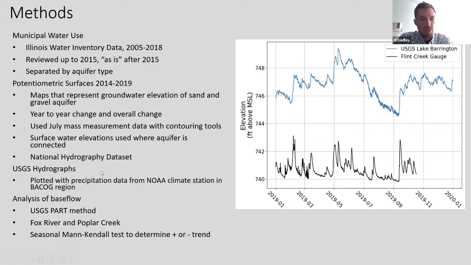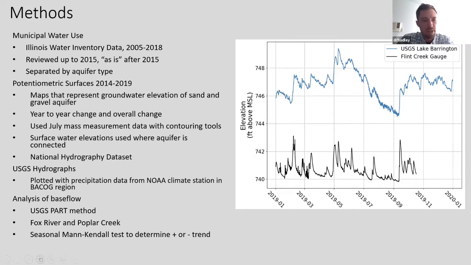So we also took the USGS hydrographs and just plotted those against precipitation data from NOAA. There's a nearby climate station that's just outside the BACOG region. And we also did an analysis of baseflow using a USGS method. Baseflow is the component of surface water discharge that's directly from aquifers discharging into that stream. So basically under low flow conditions, when there hasn't been a big rainfall event, the water that you see in a stream is primarily from groundwater, and that's what we refer to as base flow.